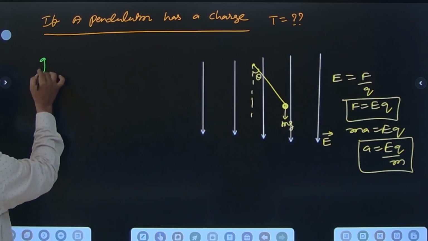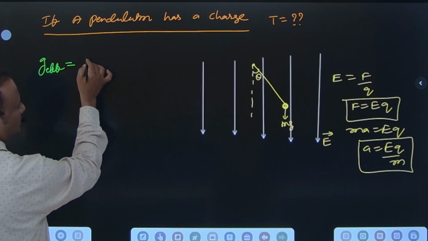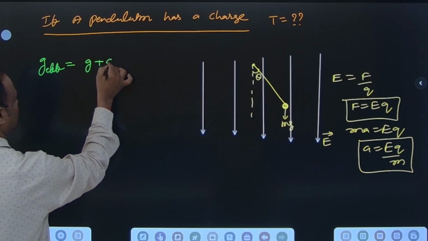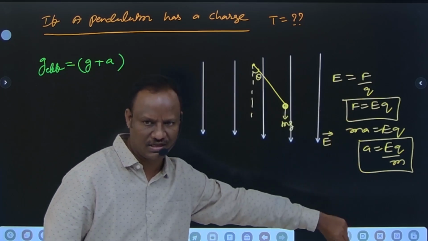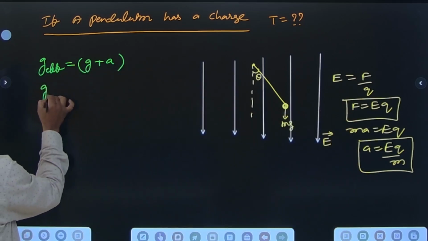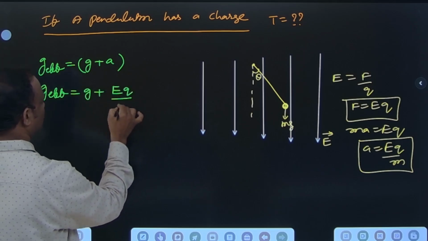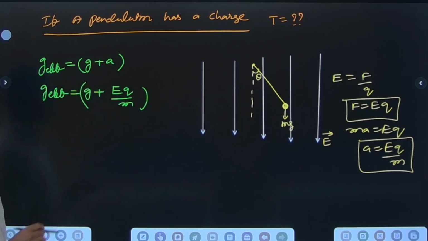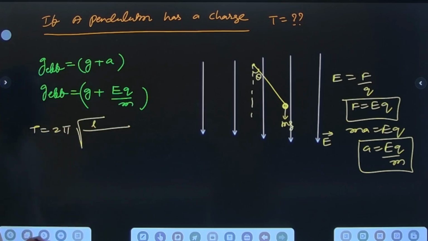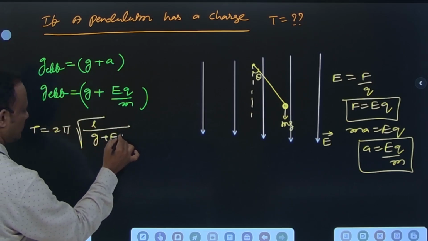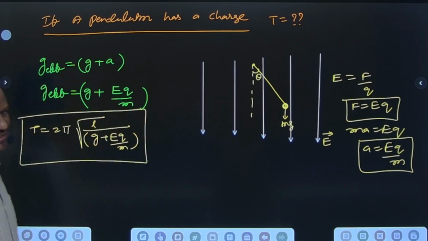So G effective is equal to G plus A. Correct? Mg and the force due to the field are also downwards. So G effective is equal to G plus A, and A means EQ by M. So what is the time period? T is equal to 2 pi under root of L by (G plus EQ by M). This is the time period of oscillation.